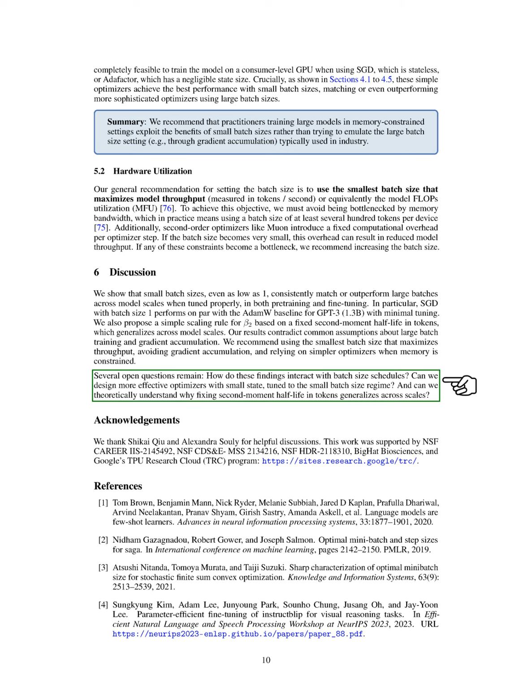Several questions remain. How do our findings relate to batch size schedules? Can we create more effective optimizers with smaller memory requirements tailored for small batch sizes? And can we understand theoretically why fixing the second moment half-life in tokens works across different scales?